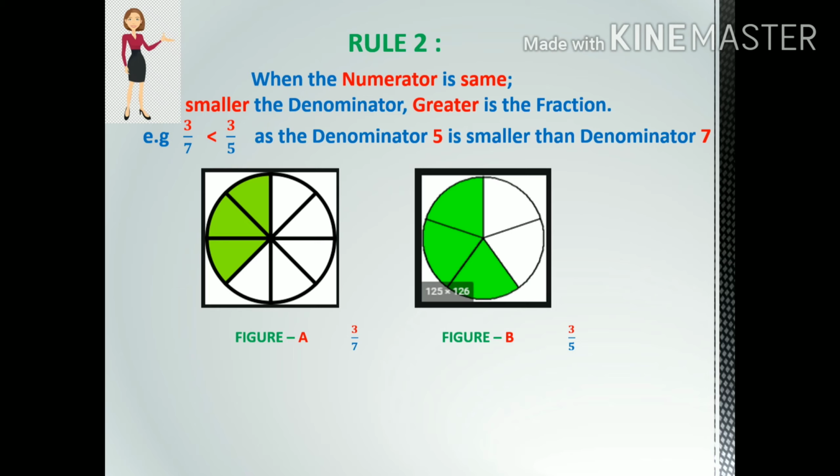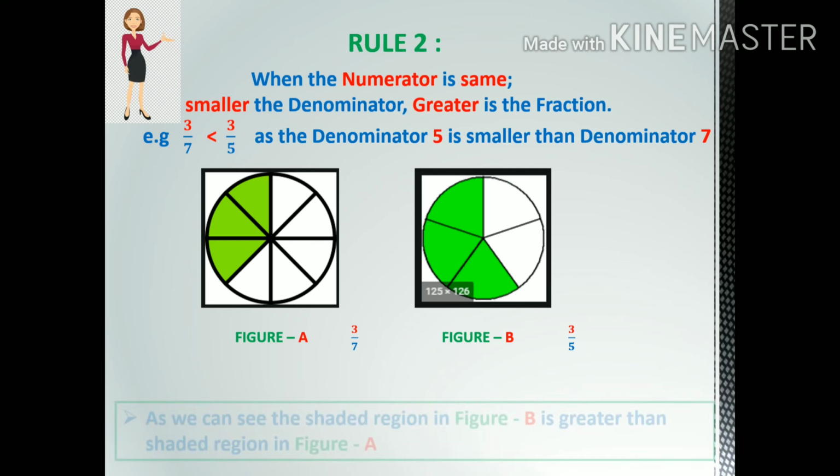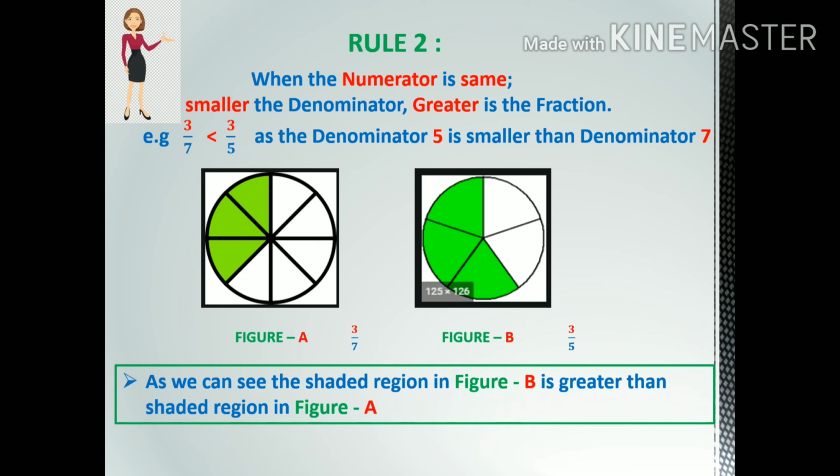and we know the smaller the denominator, the greater is the fraction. So we can say fraction 3 upon 5 is greater than fraction 3 upon 7. Also we can see in the figures that the shaded region in figure B is greater than the shaded region in figure A.